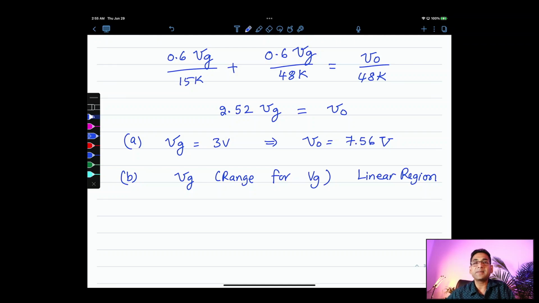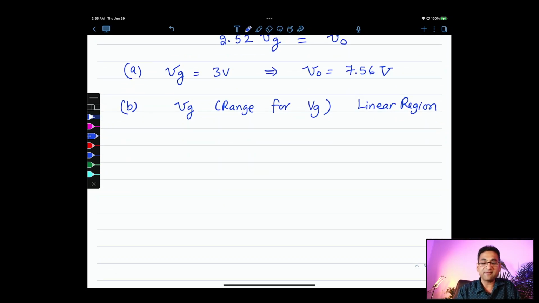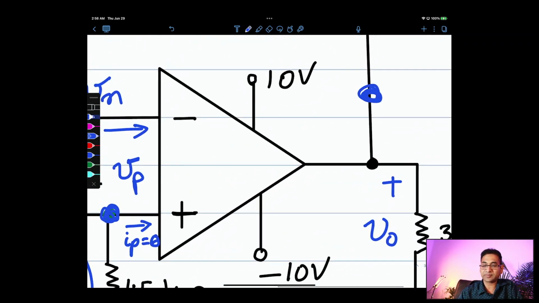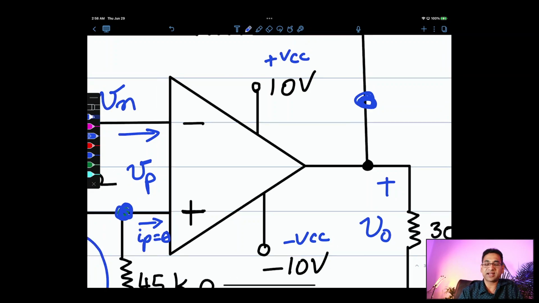This is something straightforward. We have done this multiple times. What did we do? V output really should be between plus VCC and minus VCC. This is negative VCC and plus VCC. Of course, the negative VCC is negative 10 volts, and the positive VCC is plus 10 volts.